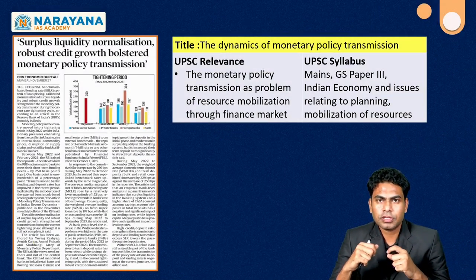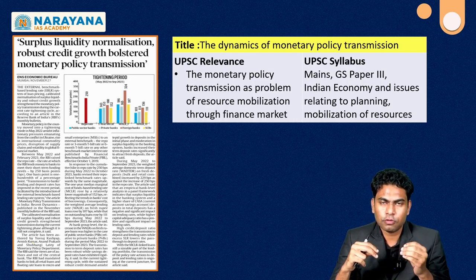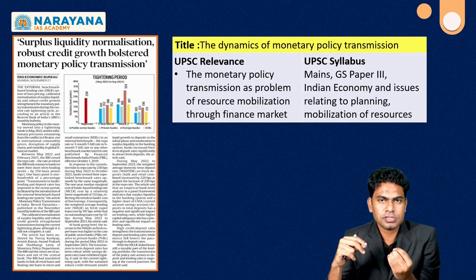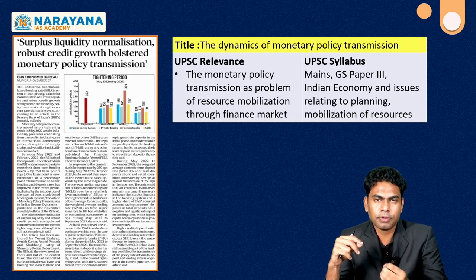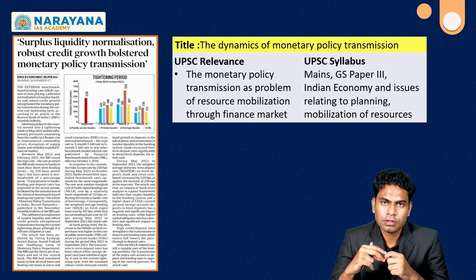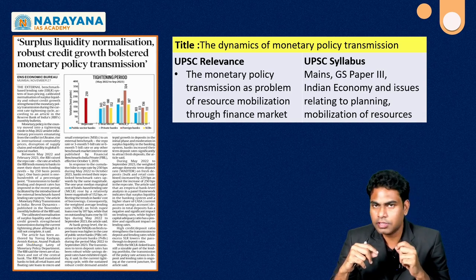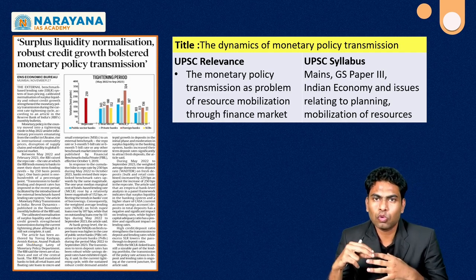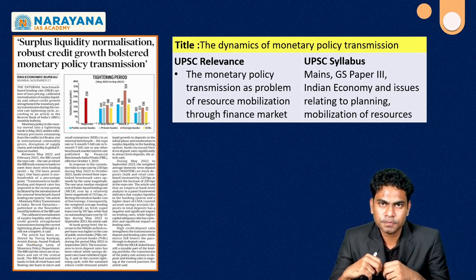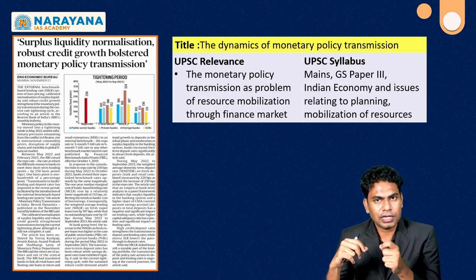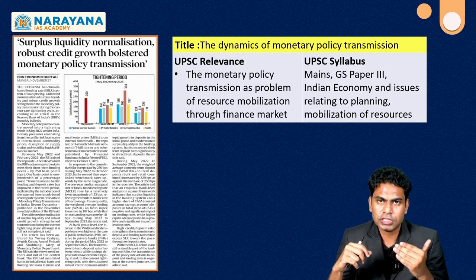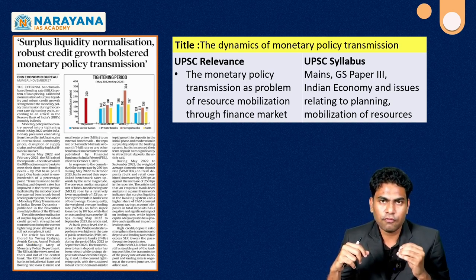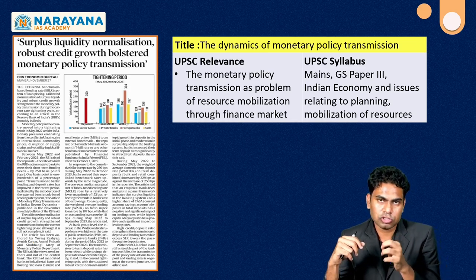This article deals with monetary policy transmission. What is monetary policy transmission? It is nothing but we will try to see whether the policy decisions taken by RBI are being implemented in reality or not. So RBI tries to control the interest rates of the economy. It might be interest rates at which banks lend loans to the market or borrowers. The ultimate reason for monetary policy transmission is to see that the inflation rate in the economy is at a particular rate. Inflation is to be controlled by the Reserve Bank of India.